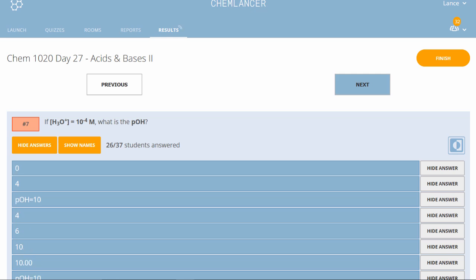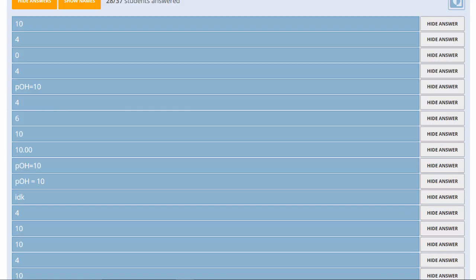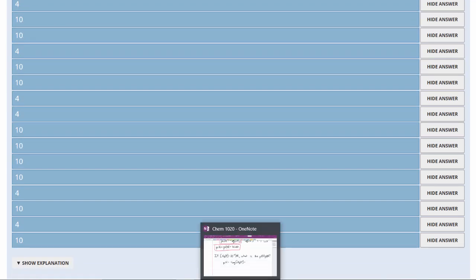Okay, then the pOH isn't going to be 0. It's not going to be 4. It's not going to be 6. The pOH is going to be 10. Remember that the pH and the pOH must sum to be 14. So if the pH is 4, how do you get the pOH? 14 minus 4, exactly. We take 14 minus 4, which gives us an answer of 10.